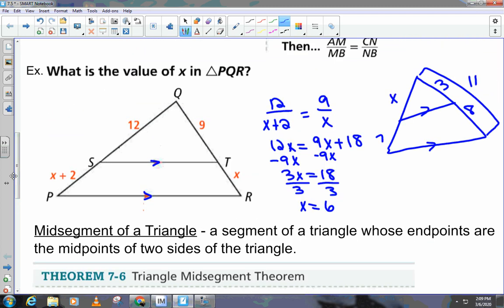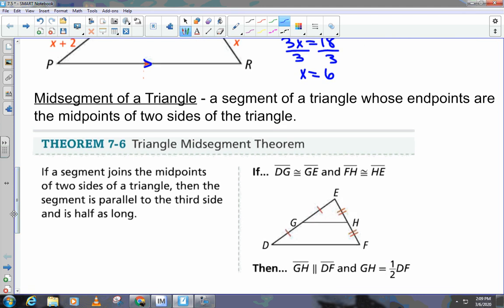Or the other, well, okay, mid-segment of a triangle, okay? And we talked about a mid-segment of a trapezoid back in chapter 6. Well, this is very similar. The mid-segment of a triangle is a segment of a triangle whose endpoints are midpoints of the two sides of the triangle, okay? So, this right here is a mid-segment, okay? Its two endpoints are midpoints of the two sides, okay?